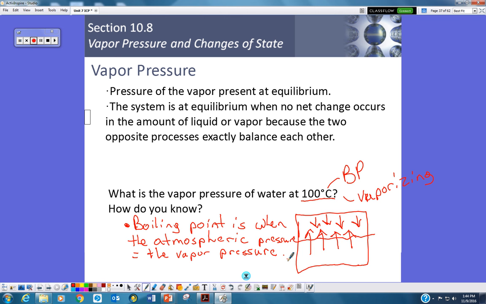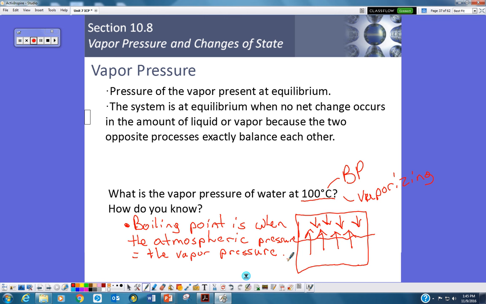You're just saying that by manipulating the pressure, you can change the boiling point of any substance? Yeah, you can make it boil at a lower temperature. The more you reduce the pressure, the lower the boiling point is.